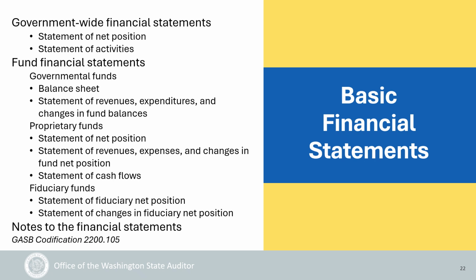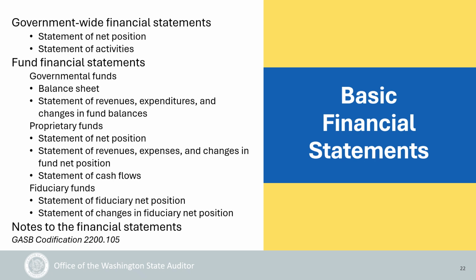A high-level review is as follows. The government-wide financial statements include a statement of net position and statement of activities, which reports on the consolidated financial activity of the government as a whole. The only financial information excluded from these specific statements is the fiduciary fund activity.